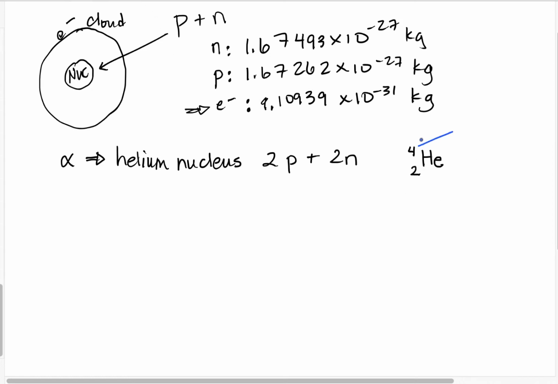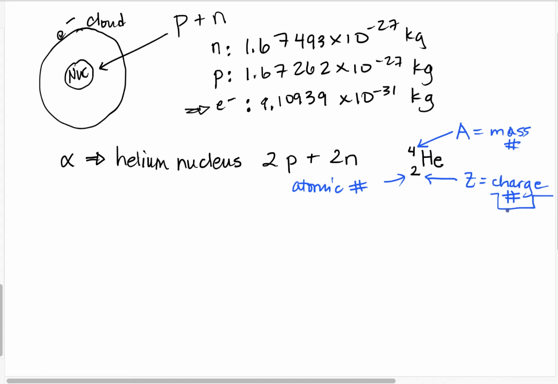So remember, this is A, the mass number, and this is Z, which is the charge number. Formerly, we have only called it the atomic number. So this is our atomic number. And we can go ahead and continue thinking about this, but we also want to think about this in terms of charge number, because we're going to use a very similar notation to talk about electrons as well in a little bit.